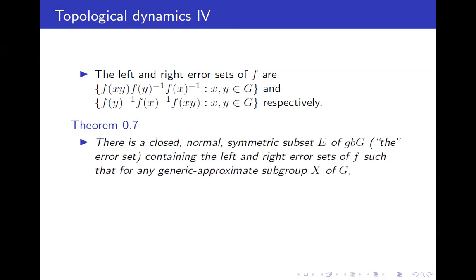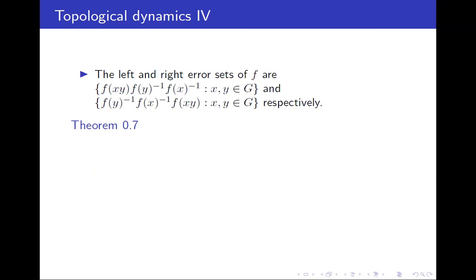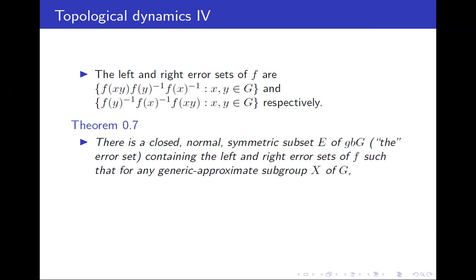And here is the theorem. There's a closed normal symmetric subset E of GBG, which I call a canonical error set, which contains the left and right error sets of f. So in the case of a homomorphism, E is just the identity. But the point is E will not be too large in the following sense: for any generic approximate subgroup X of G, the preimage of E is contained in X to the 30, there's a certain absolute number here, 30, X multiplied 30 times.